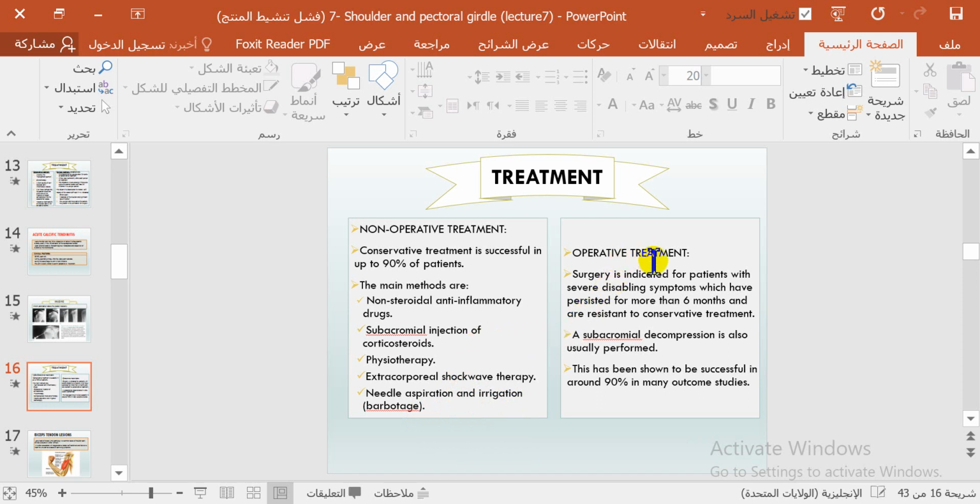Operative treatment, surgery, is indicated for a patient with severe disabling symptoms which have persisted for more than 6 months and are resistant to conservative treatment. A subacromial decompression is also usually performed, and this has been shown to be successful in around 90% of outcome studies. So the operative treatment is indicated in disabling symptoms and takes the form of subacromial decompression. Note here the presentation of the calcified materials.